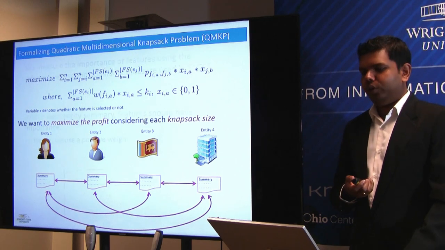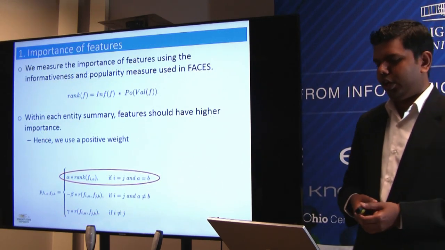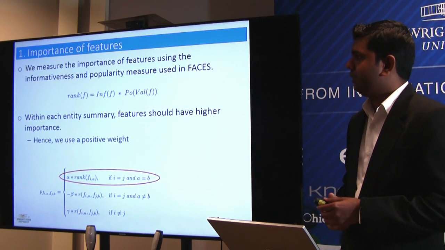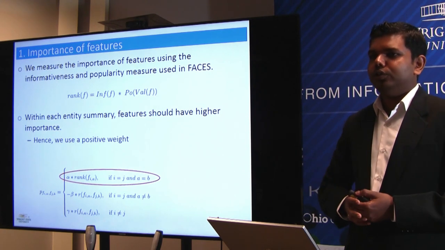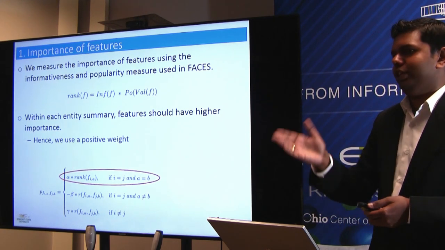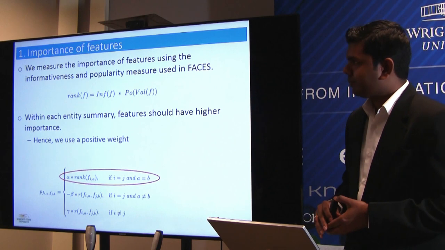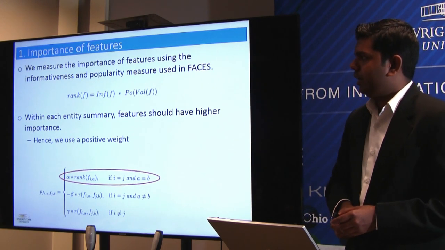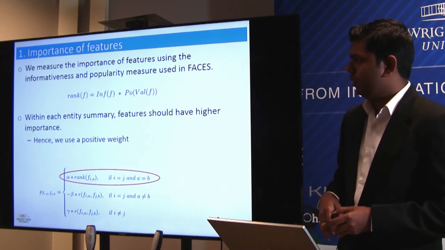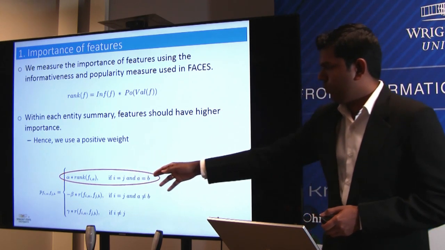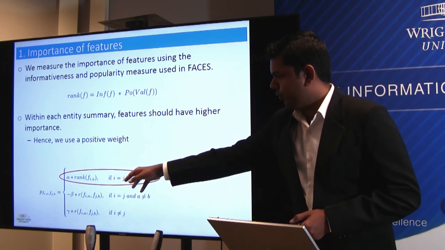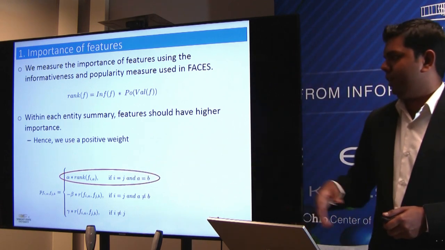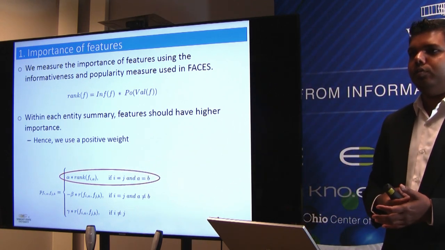So briefly going through how we want to measure the importance of features, we simply use the equations that we have been using in our PHASES framework. We take the informativeness and popularity of the features and then take that rank score, and in trying to maximize the profit, we have a coefficient alpha that we need to tune for this application.